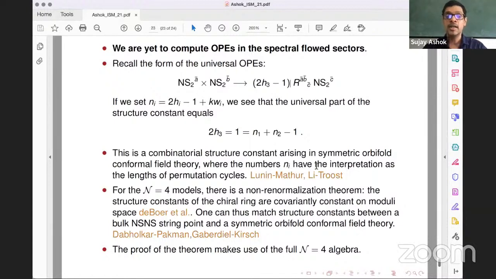Now, for the N=4 models, there is a non-renormalization theorem that has been proved by de Boer et al. that shows that these structure constants of chiral ring operators are covariantly constant on the moduli space of this N=4,4 theory. So whether we compute it in the worldsheet theory or in the space-time theory at the symmetric orbifold point, they should match. For 4,4 theories, there's a non-renormalization theorem that makes full use of the full N=4 algebra, and so this match with the symmetric orbifold is not a surprise.